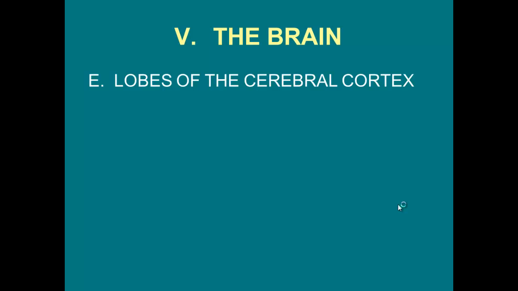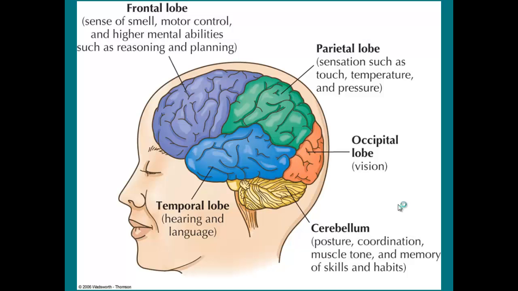Two more minutes. Lobes of the brain. In the textbook, they have many, many different lobes they're going to talk about. I'm only going to talk about four different lobes of the brain. Real simply. The frontal lobe: sense of smell, motor control, high mental abilities such as reasoning and planning.